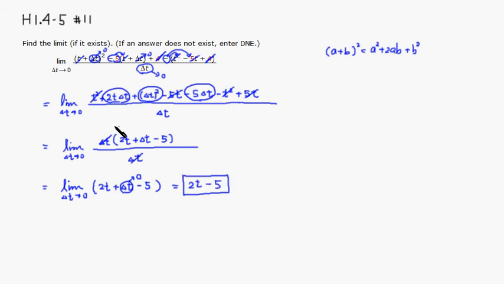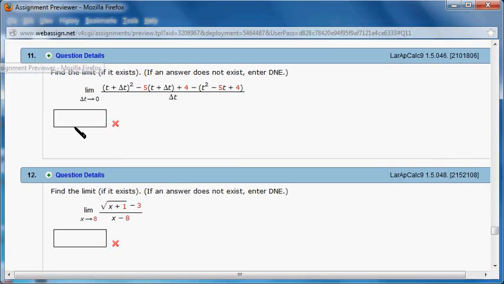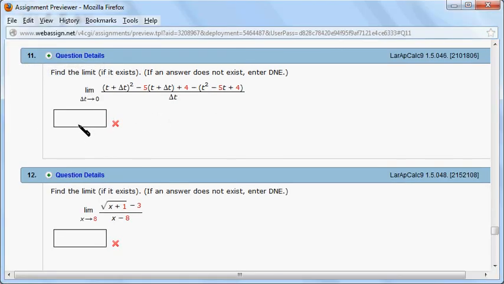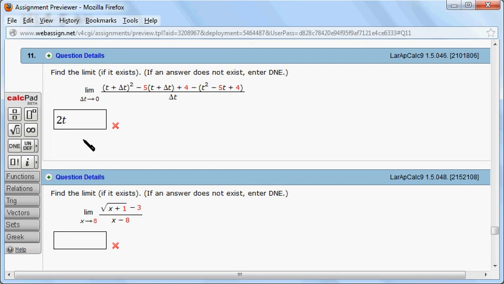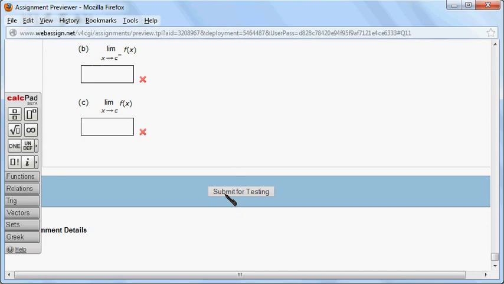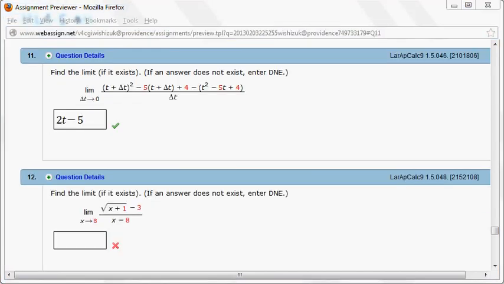Let's see if this is the correct answer by going back to the WebAssign. So here this was 2t minus 5. Let's check to see if I got it correct. So submit for testing. Okay, I came back. We did this correctly. Alright, that's it. I hope that this was clear.